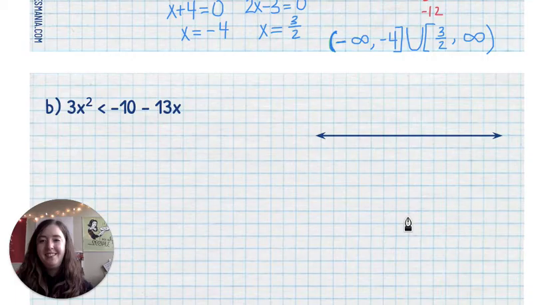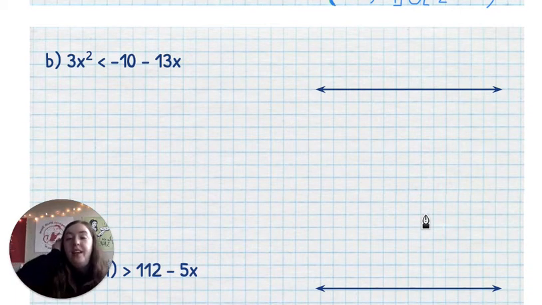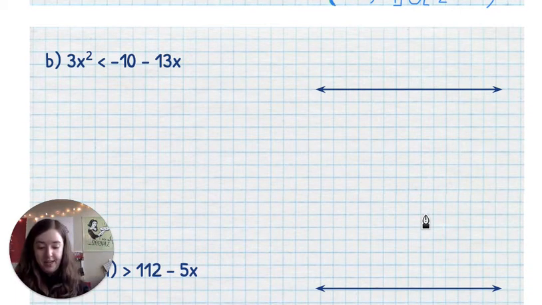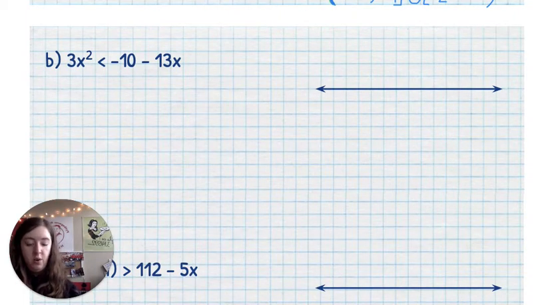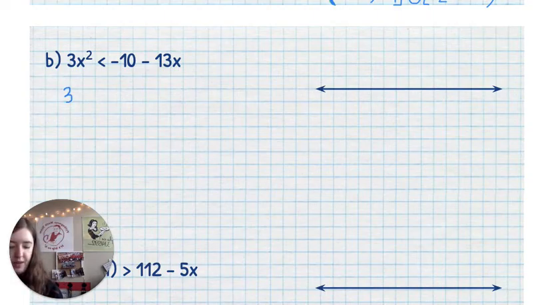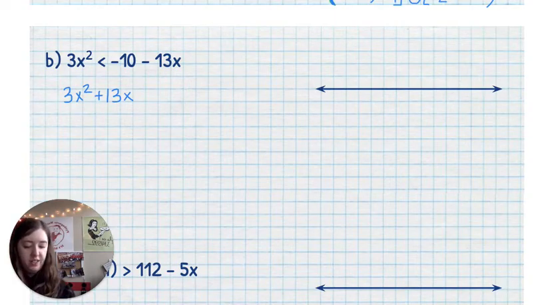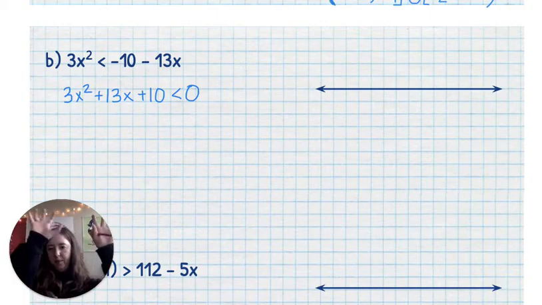Good deal. Let's try this one. So now not everything is on the same side, right? So if we turn this into an equation, we're going to end up with 3x squared. I'm going to add that 13x on over because I like to keep my x squareds positive. Plus 13x. And then we'll add that 10 over as well. So we have plus 10. We want that to be greater than or equal to 0 since we brought all that stuff over to the other side.